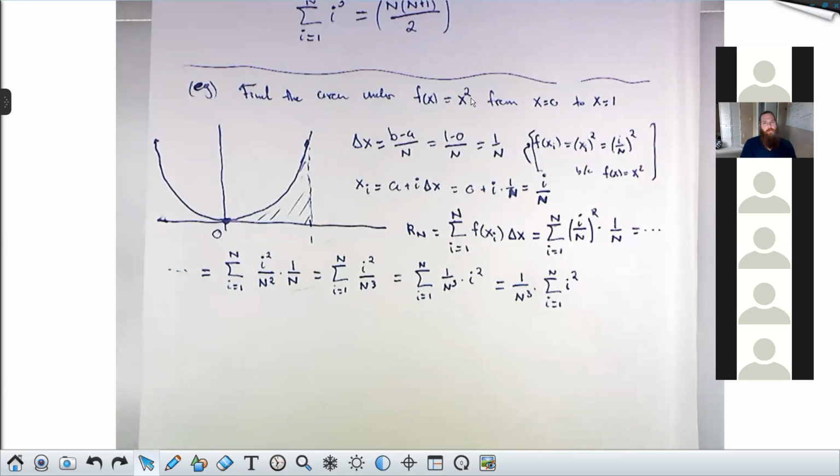And that's why we work backwards. Yeah, that's the idea. Okay, thanks. So that gets me to here, right? I square i over n, I multiply it by 1 over n, and I get i squared over n cubed.